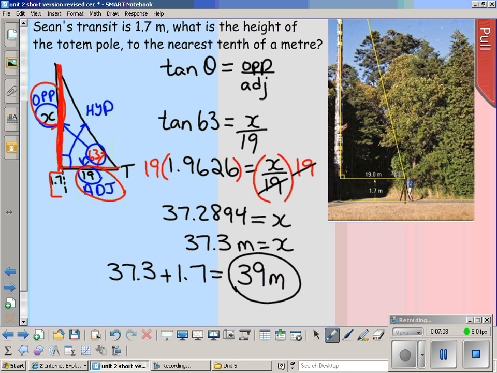So what you want to do is label the sides of your triangle according to the angle measure that you are given. So according to that 63, we labeled it opposite, adjacent, and hypotenuse. Then we looked for the values we were given. We were given 19, which happened to be on the adjacent side, and we were asked to find the height, which was the opposite side. So you go back to your 3 trig ratios and ask yourself, which ratio uses adjacent and opposite? And it was tan, so now we can proceed.